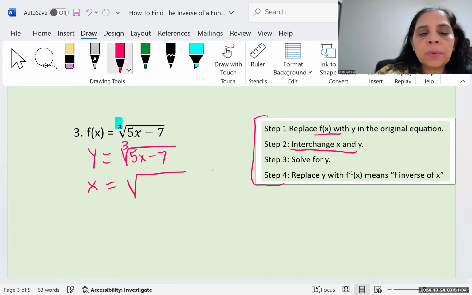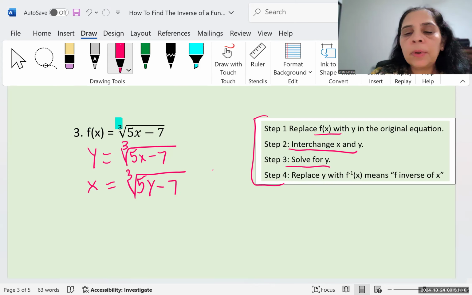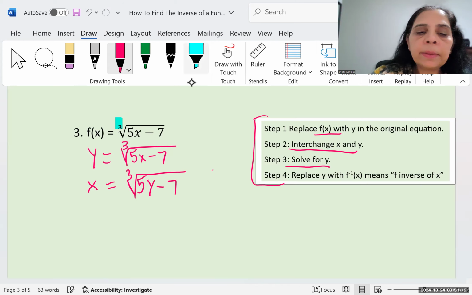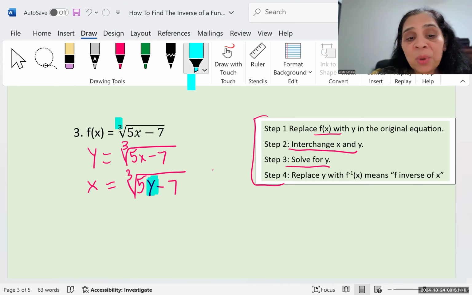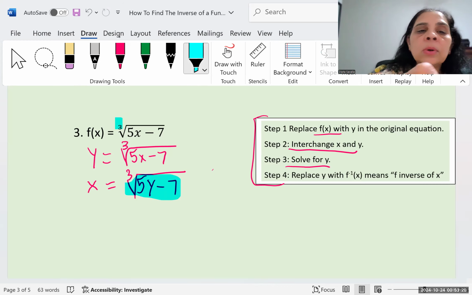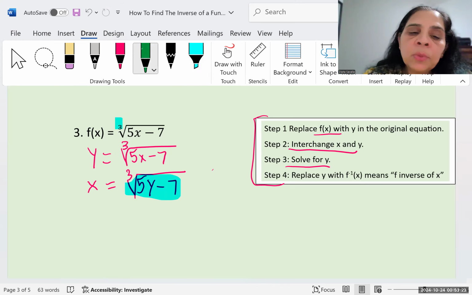Okay. So remember, you write down 3 as the index. Now the next step is to solve for y, so we have to keep y by itself. And we have a cube root, and this cube root is on the whole thing. So how can we remove this cube root?